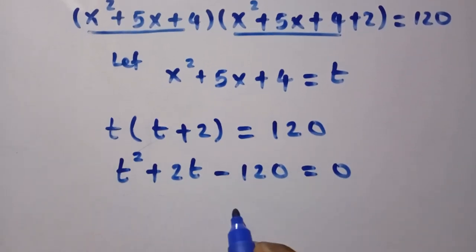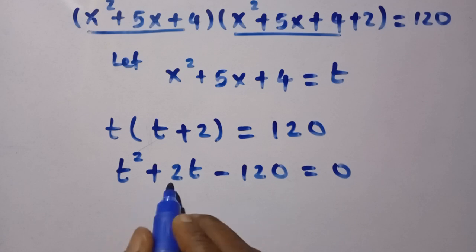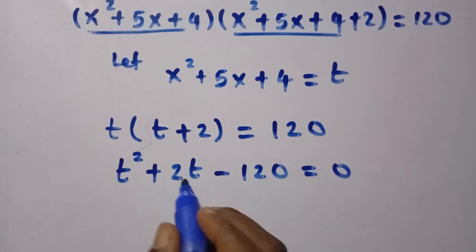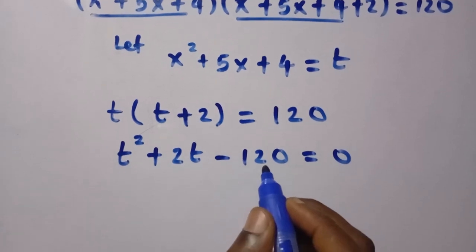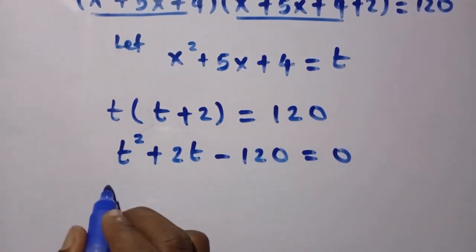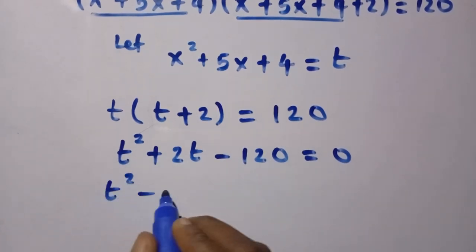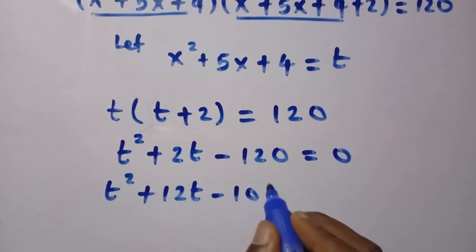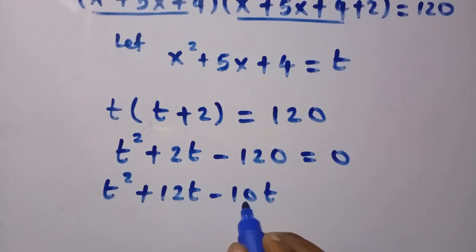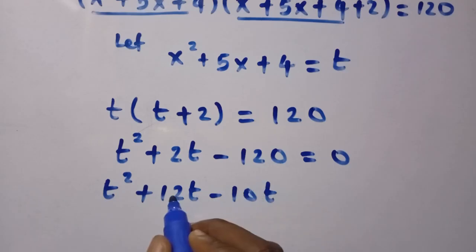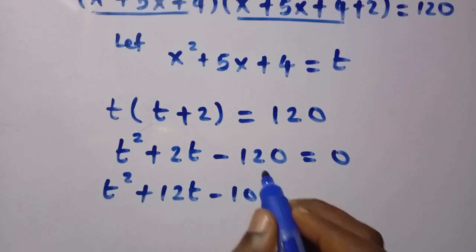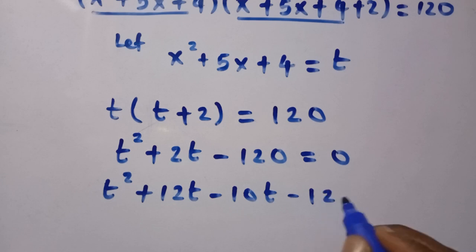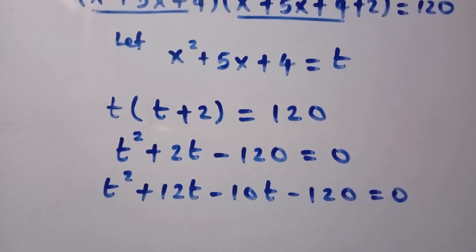At this stage, we have a quadratic equation. We look for two values where the sum will be 2 and the product will be minus 120. And the two values here are: t squared plus 12t minus 10t. 12t minus 10t is 2t, which is the sum, and 12 multiplied by minus 10 is minus 120. And here is minus 120 equals 0.